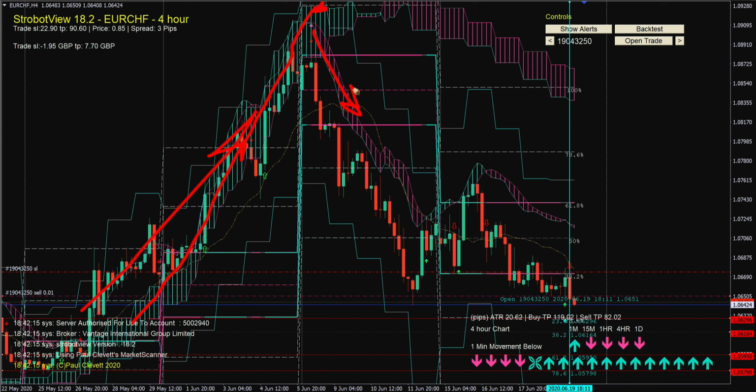Now, two things could happen at this point. One thing that could happen is it could reverse like that, or it can continue in a new trend, but we don't know. So the robot will not trade at that point. So what it does is it waits, and it held out, and then it took a trade there and a trade there.